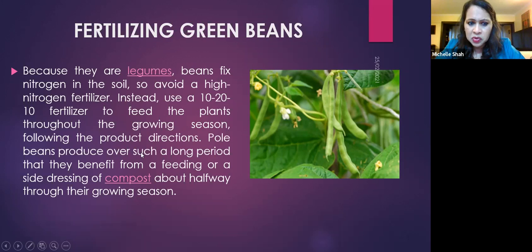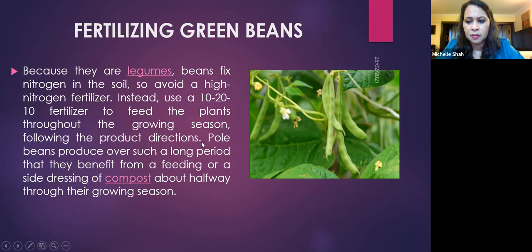Pole beans produce over such a long period that they benefit from a feeding or a side dressing of compost about halfway through the growing season. So you apply compost halfway through the growing season to supply the amount of nutrients required for proper growth.